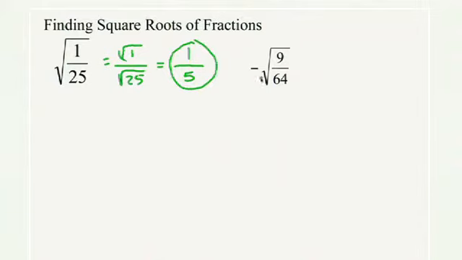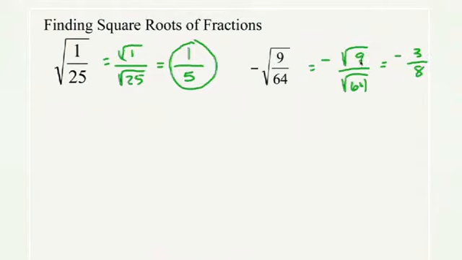In the second problem, we just added a negative sign in front, but we'll still approach it the same way. Since there's nothing common that can reduce 9 over 64, we'll break this up into the square root of 9 over square root of 64. This gives us the final answer of negative 3/8.